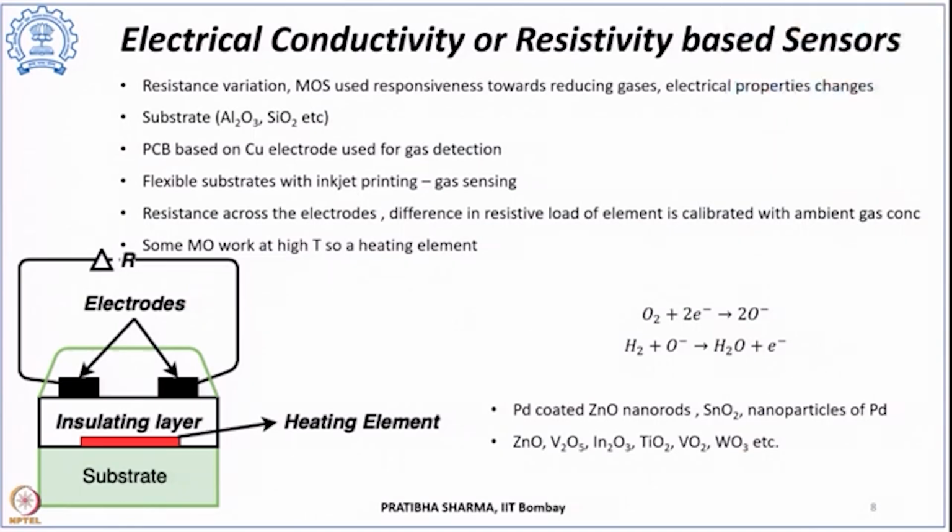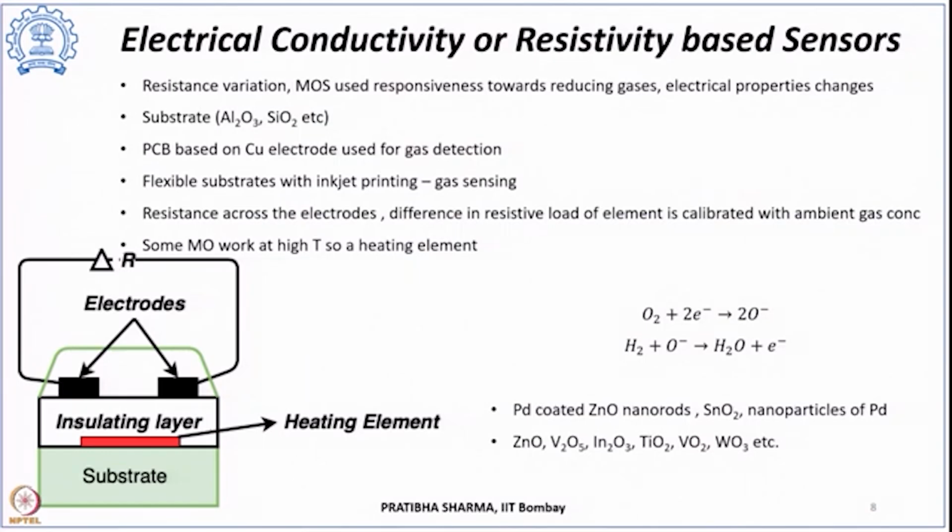Now another class of sensors is electrical conductivity or resistivity based sensors. As the name itself suggests, here the electrical conductivity change or the resistivity change of the sensing element can be mapped to the hydrogen gas concentration. So when there is a change in the resistance, that is measured as a reference for detection of the hydrogen gas. Usually these are metal oxide semiconducting type of structures.